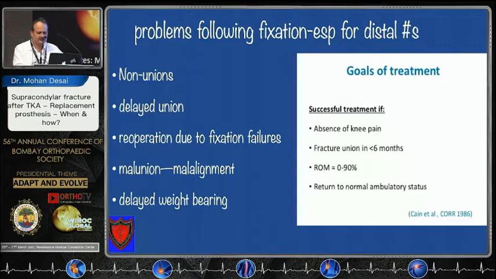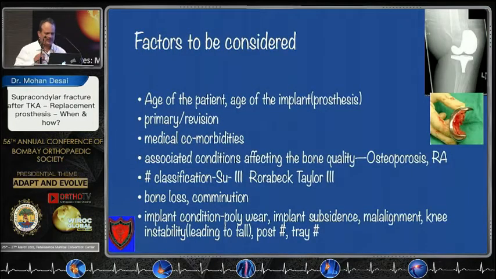And let's consider the criteria by Kane. The goals of treatment as defined by Kane are absence of knee pain, fracture union at 6 months, range of movement of at least 90 degrees, and return to normal ambulatory status. And these are the factors which we have already discussed: the age of the patient, age of the implant, whether it is a primary or revision surgery, medical comorbidities, osteoporosis, RA are the factors which would favor replacement prosthesis, along with bone loss and comminution, and implant condition.